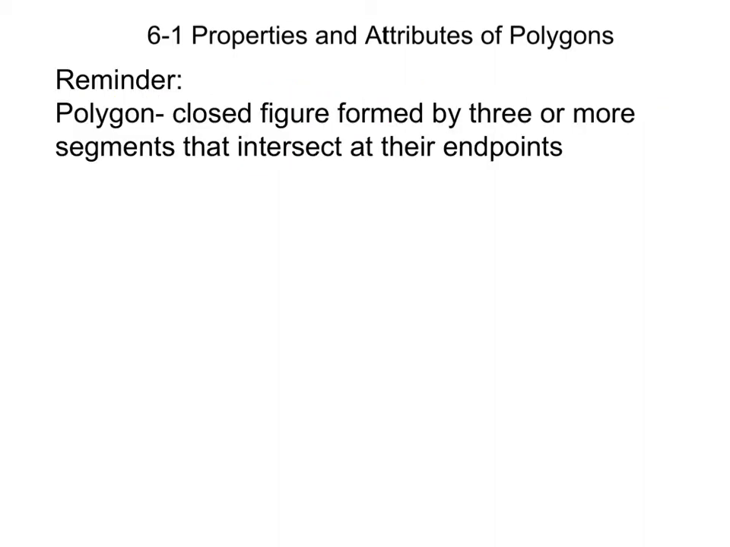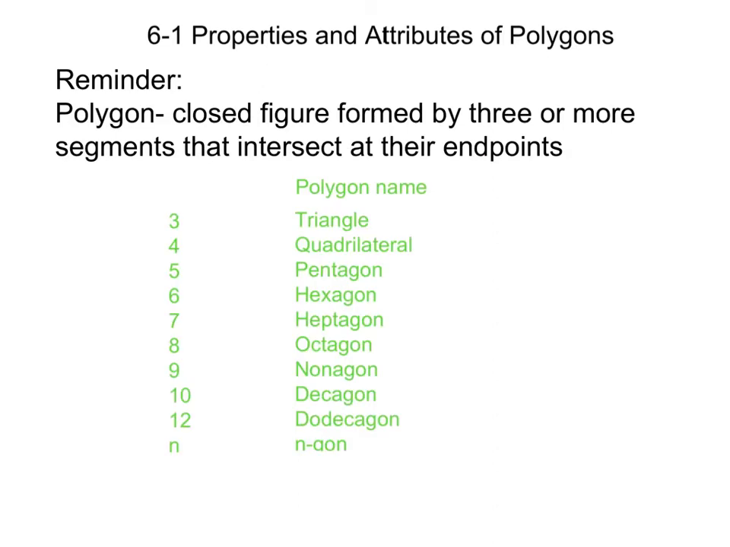As a reminder, a polygon is a closed figure, so it's a shape formed by 3 or more segments that intersect at their endpoints. We name a polygon by the number of sides it has, and these names will all seem familiar to you, and you can see that in the table below. Looking through this list, most of these names should sound familiar. I know you've heard triangle, quadrilateral, probably pentagon, even octagon. You've heard most of these names.